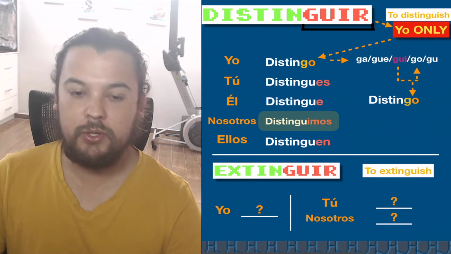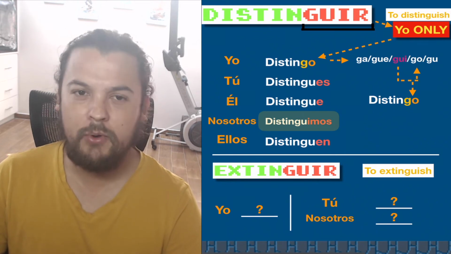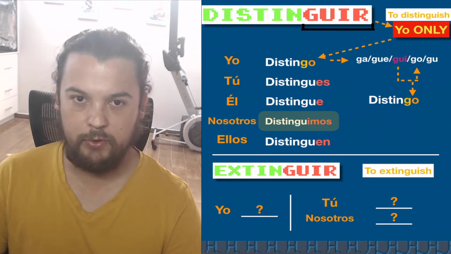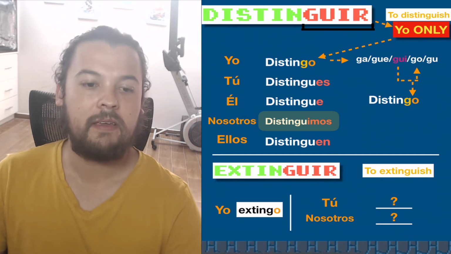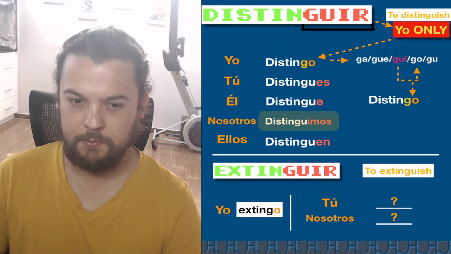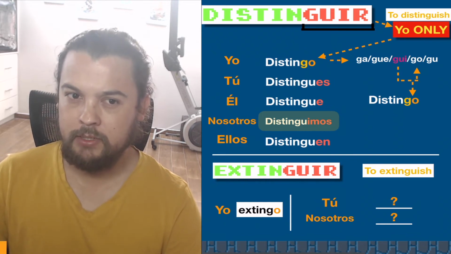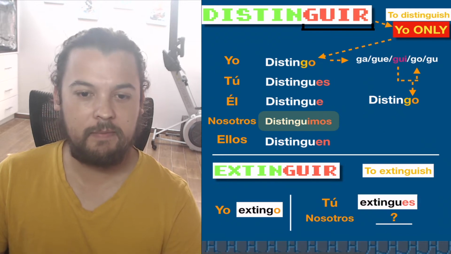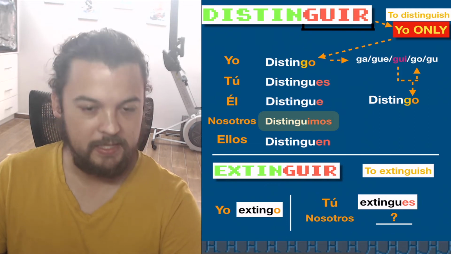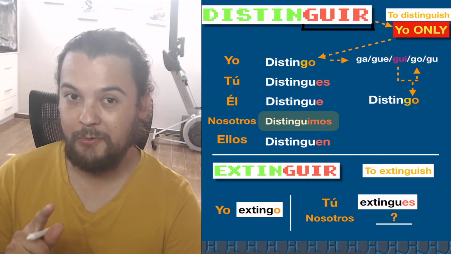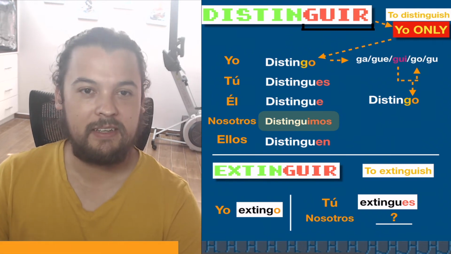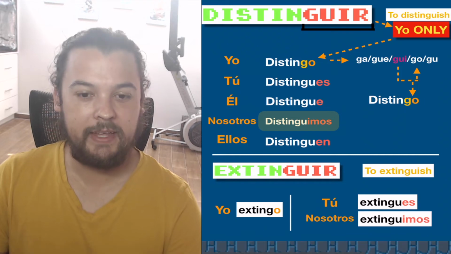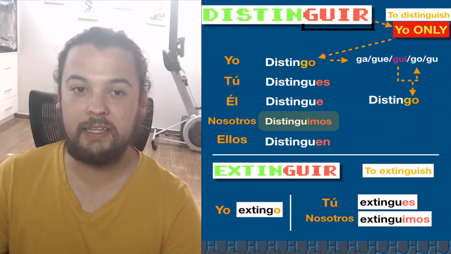So when you have the yo to nosotros, once more, how would the yo form be? That's right. It would be extingo. What about the tú form? Yep, extingues. And the nosotros, watch out with the IR, right? Keep this one in mind. Exactly. It would be extinguimos.